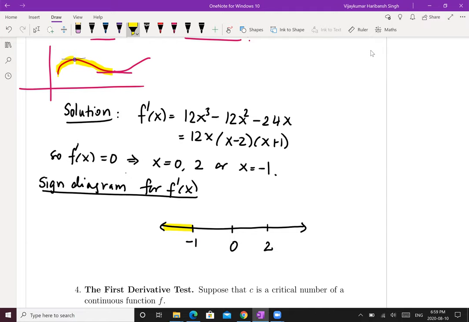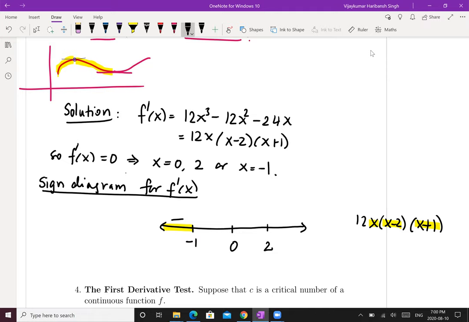So any point from minus infinity to minus one, excluding minus one. Let's take minus 2. Substitute minus 2 in 12x times x minus 2 times x plus 1. Now when I put x equals to minus 2, this part will be negative, this part will be negative, and this is also negative. So when you multiply three negatives, you get negative. So the sign here is going to be negative.